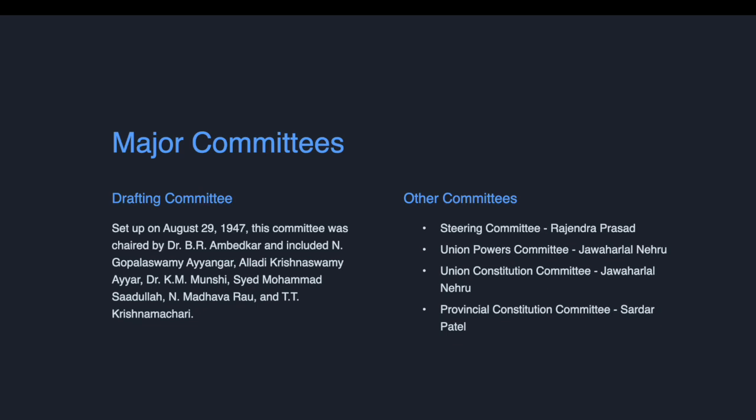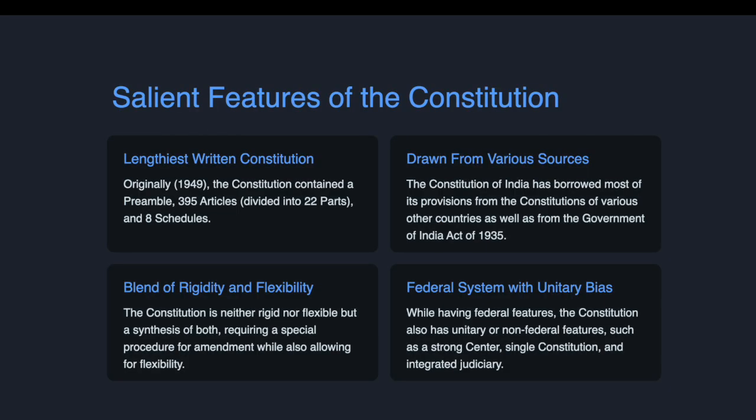There were major committees. The first and the foremost committee was Drafting Committee, which was set up on August 29, 1947. This committee was chaired by Dr. B.R. Ambedkar and included N. Gopalaswamy Iyengar, Alladi Krishnaswamy Iyer, Dr. K.M. Munshi, Sayyid Muhammad Saadullah, N. Madhav Rao, and T.T. Krishnamachari. Other important committees and their presidents are Steering Committee by Dr. Rajendra Prasad, Union Powers Committee by Jawaharlal Nehru, Union Constitution Committee by Jawaharlal Nehru, and Provincial Constitution Committee by Sardar Vallabhbhai Patel.